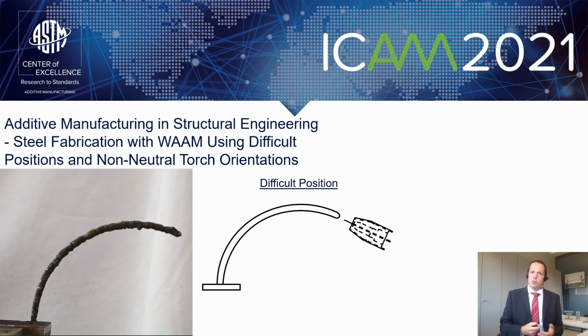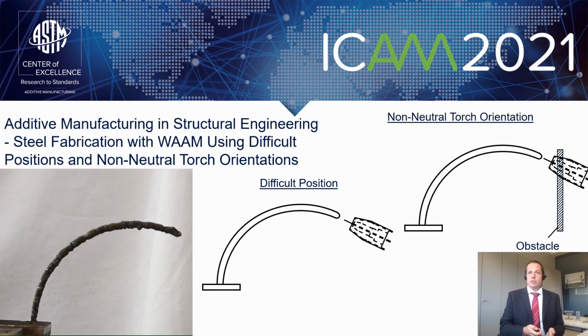So my presentation will be about the challenges of printing in difficult positions, which means the welding torch prints from the side and partly overhead. And if there are geometric constraints, for example like this, and the welding torch would collide, the torch has to be rotated, and this means its direction differs from the manufacturing direction, which makes it even more difficult.